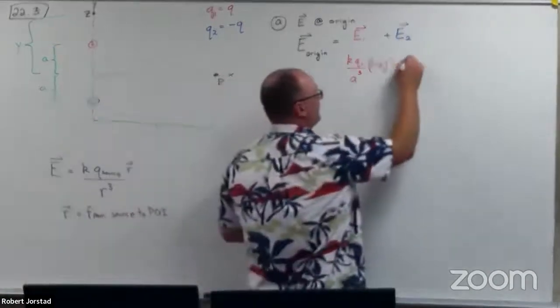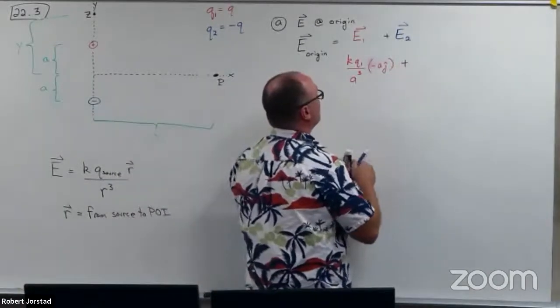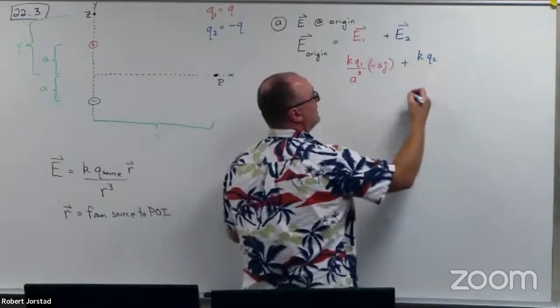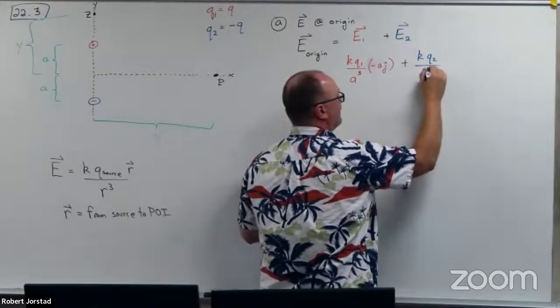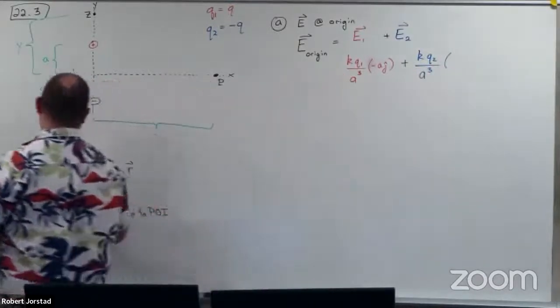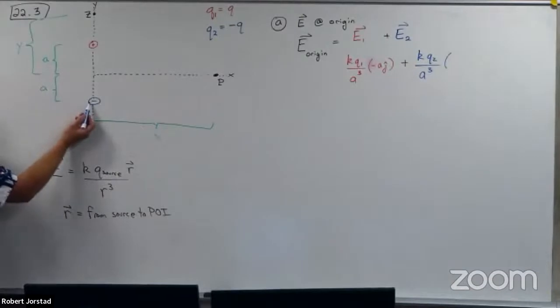Now I'm going to add the other term, E2. K, Q2, and I've got A cubed. And in this one, I go from source 2 to the origin, which is positive A j hat.